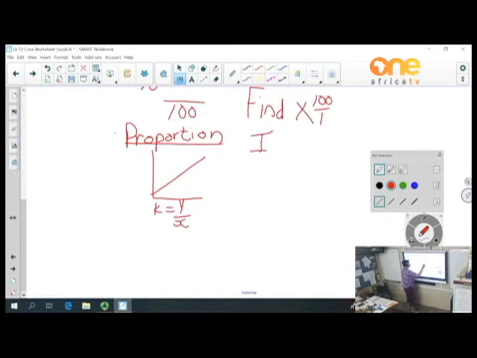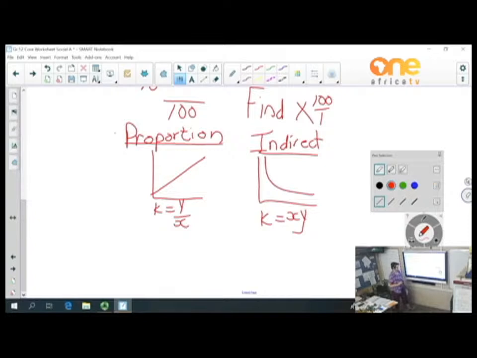Indirect proportion is when I asked you, for instance, to paint the school. So we can say if 10 people are painting the school, it will take 6 days. But if there's only one person who has to do the job, then my constant is x times y. I multiply to find that one person. And this is a hyperbola that you will get out from there.